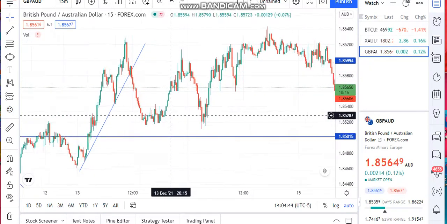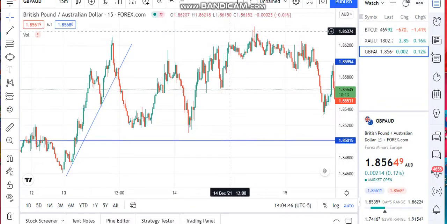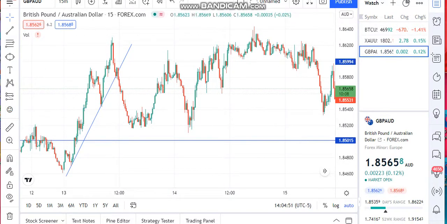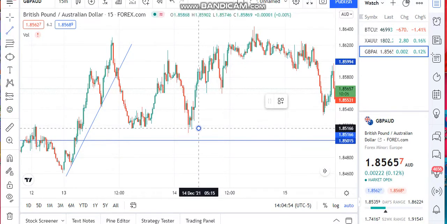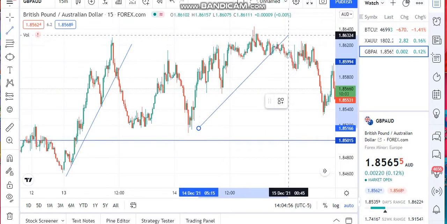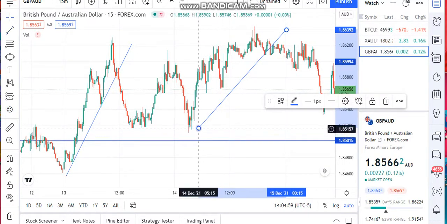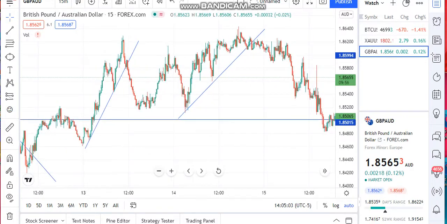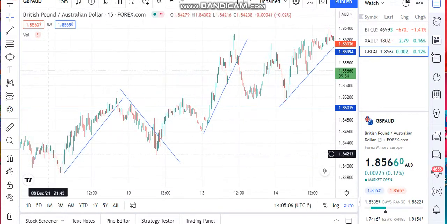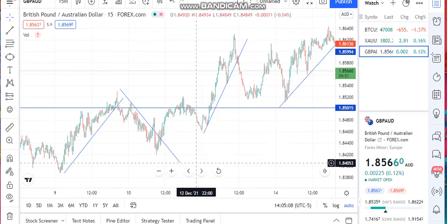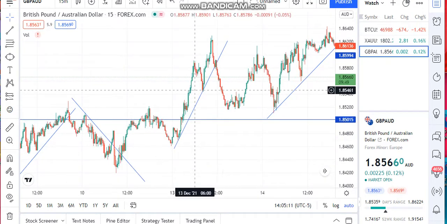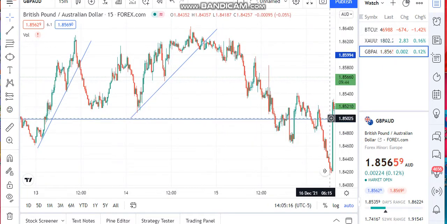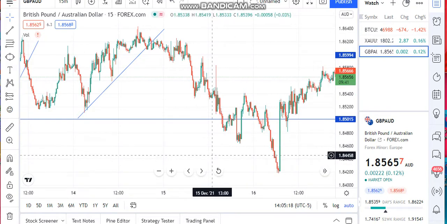Boom, candles are above, you can see, candles are above the trend line. We're still in the uptrend. Boom, still in the uptrend. Okay, so above, below, candles are below the trend line. Candles are above the trend line, uptrend. Above the trend line, uptrend. Below the trend line, downtrend.